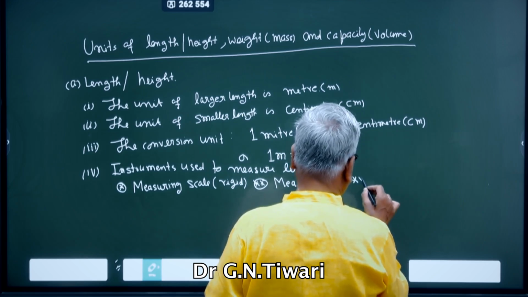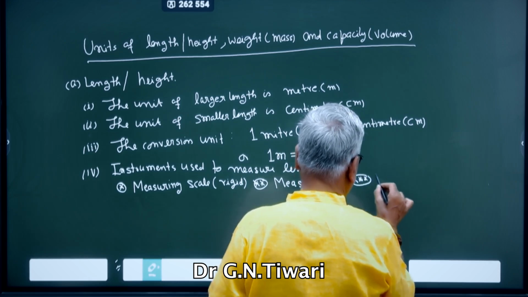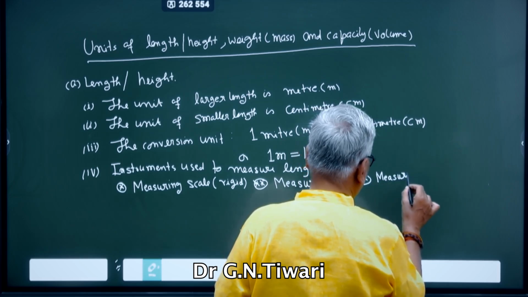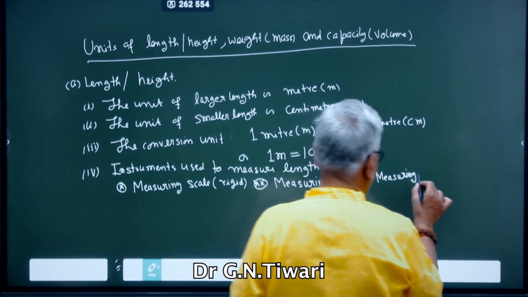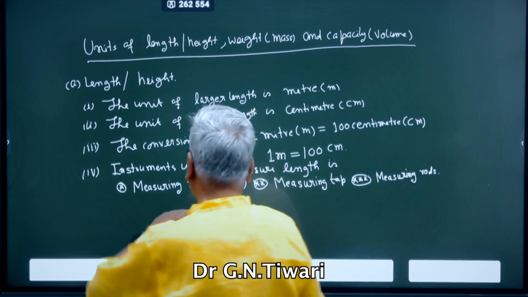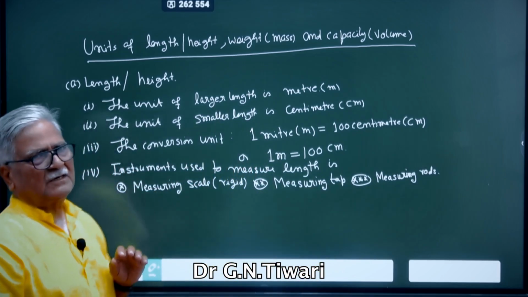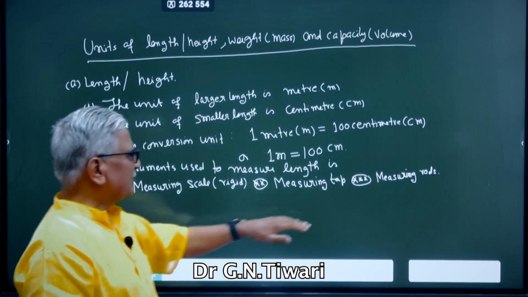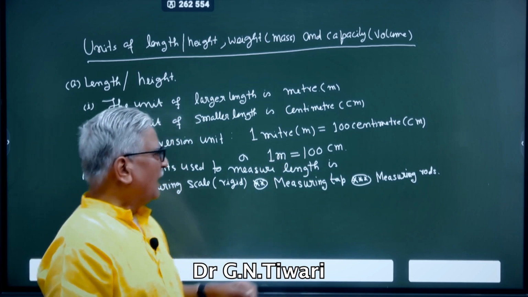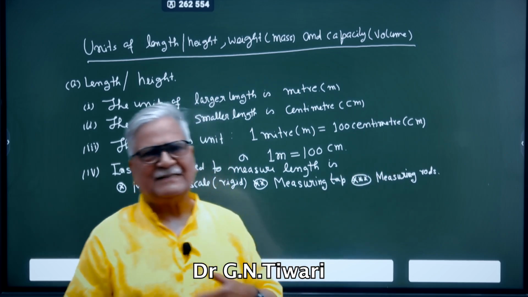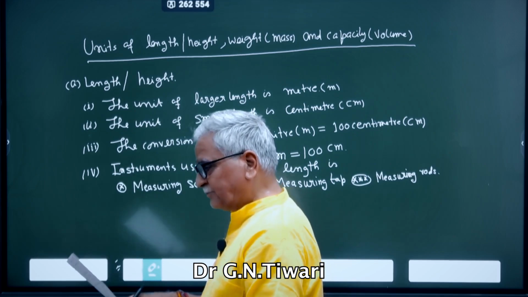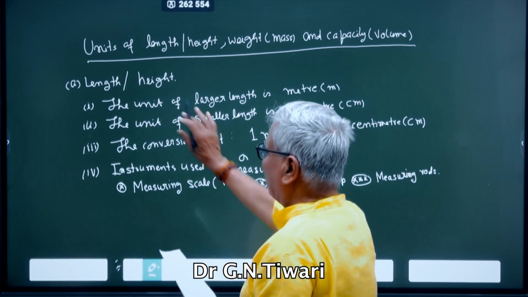Third, measuring rods. Basically, this is mostly used in the classroom, and this is usually measured by the workman, and the measuring rod is generally in our time used by the glass merchant. So these are the 4 points as far as length is concerned.